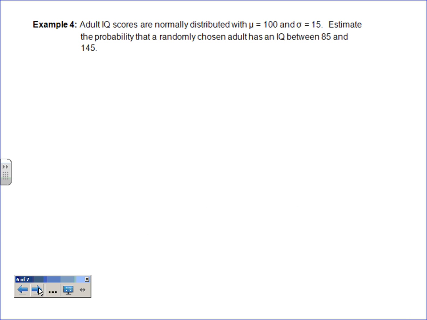Well, let's actually try one. Adult IQ scores are actually normally distributed fairly well. Mu is 100, and that is actually true. And the standard deviation is 15, which is also very accurate. Estimate the probability that a randomly chosen adult has an IQ between 85 and 145.